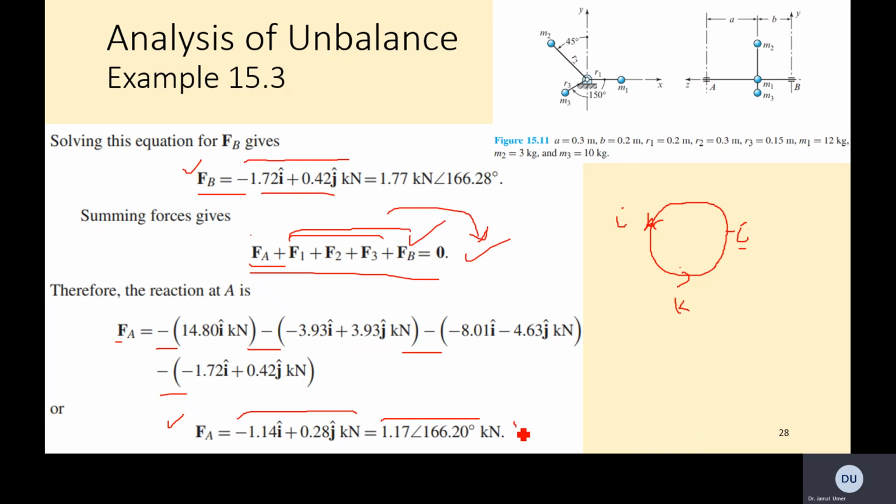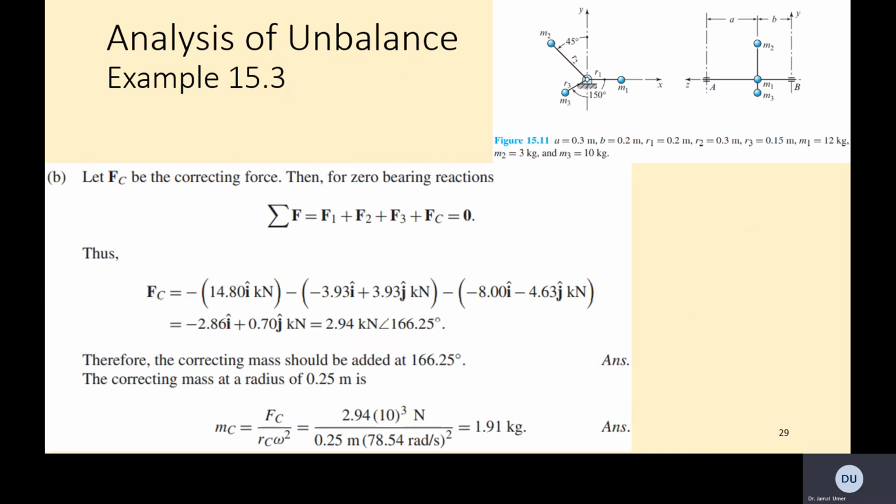So you have the value of FA worked out, and let FC be the correcting force. Now you want to correct it. What do you do? Correction means you have to add mass somewhere along this plane, in the XY plane, so that the effect is cancelled out. So we consider only the forces which are over here, the B part, and then the correction force. So the sum should be 0, right?